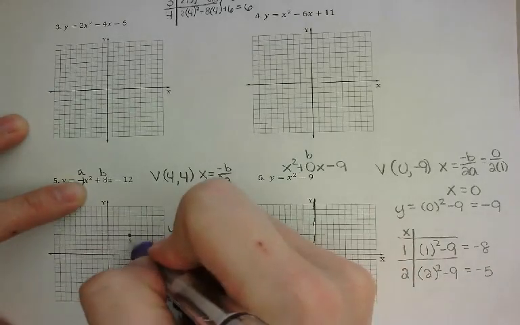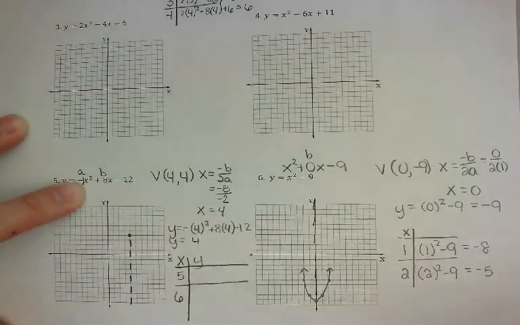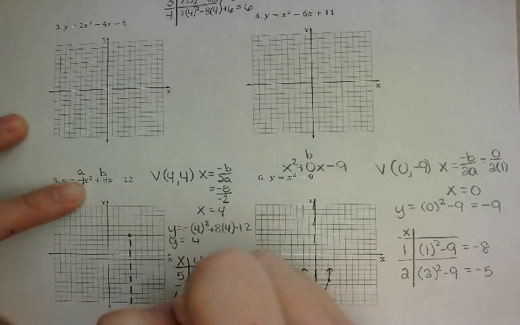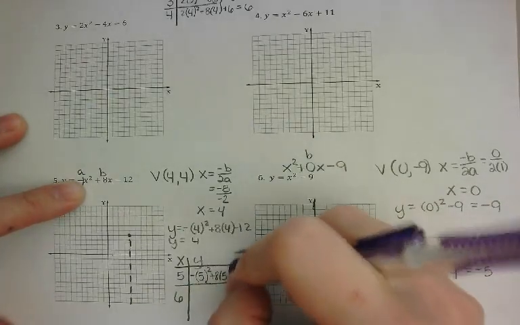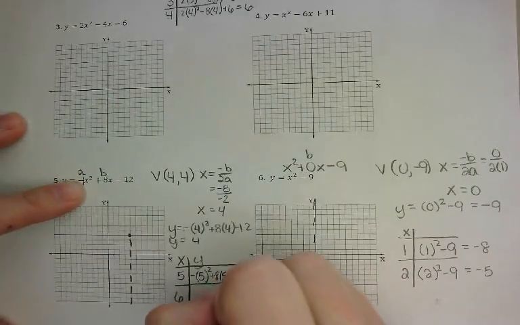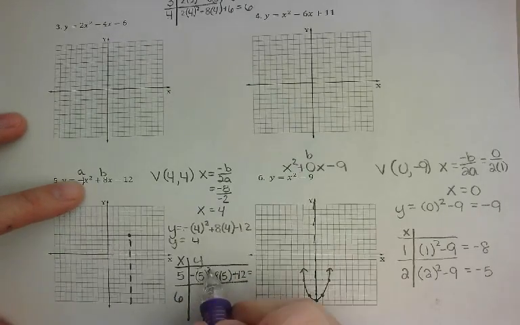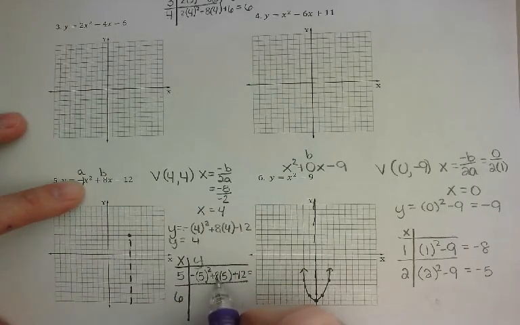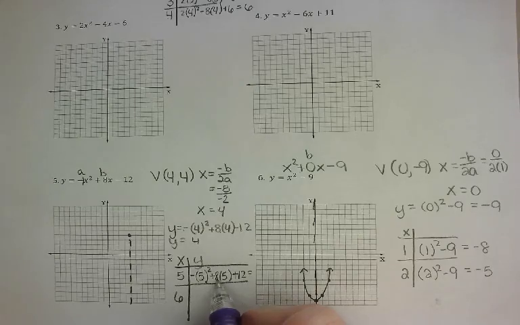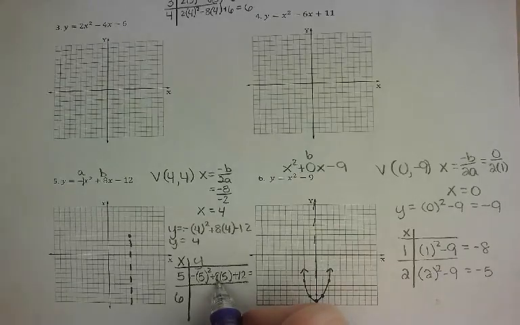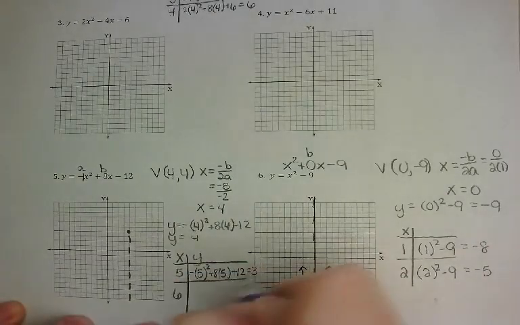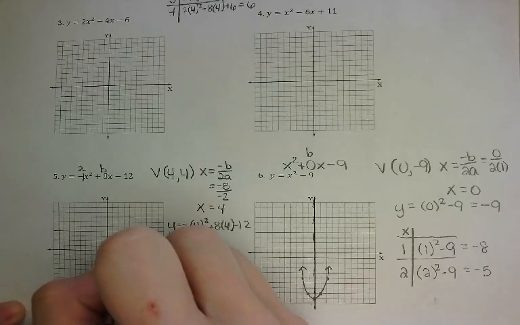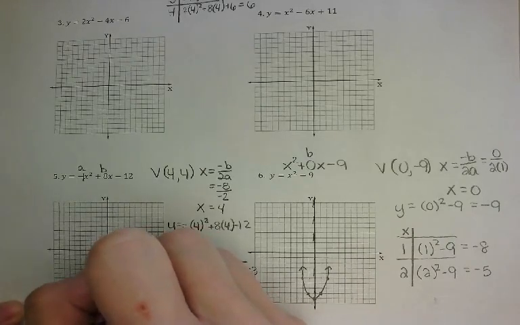The a is negative, so the graph is going to open down. So I'm just going to draw my line of symmetry going down. And then I'm going to plug in a 5. Okay, so 25, that's negative 25 plus 40 is 15, and 15 minus 12 is 3. All right, so we're going to plot 5, 3. 1 unit away, so we'll reflect it.